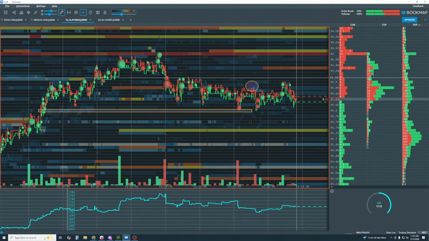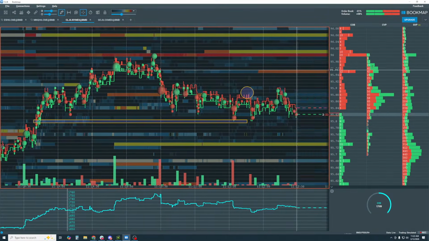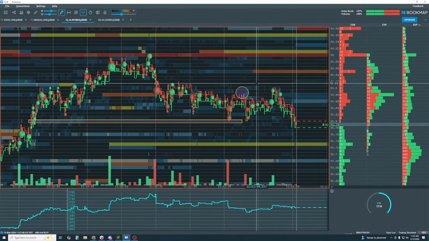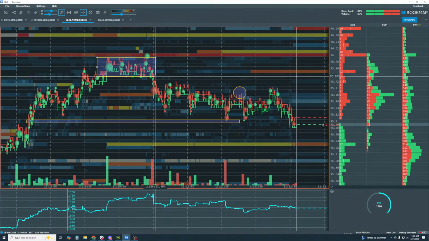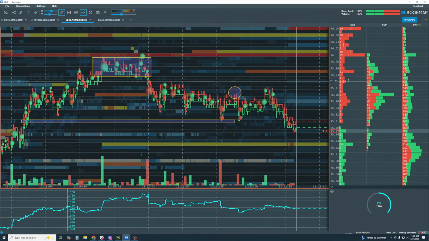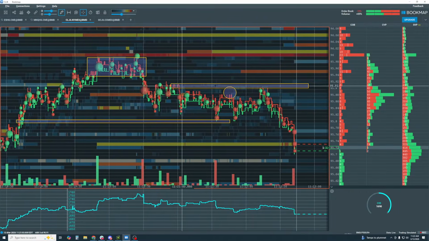See how this is also a low volume node. But see how there's more volume that traded up here. So there's some acceptance up here. That's a big difference. Some acceptance up here. So yeah, it rejected off of this right here. So that's why we look at these swings in here.